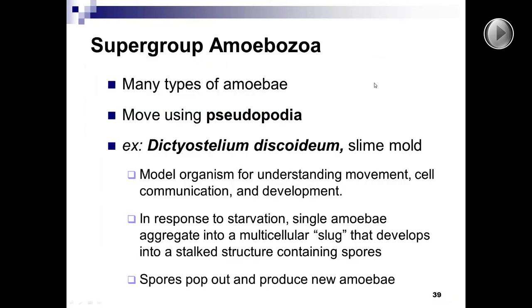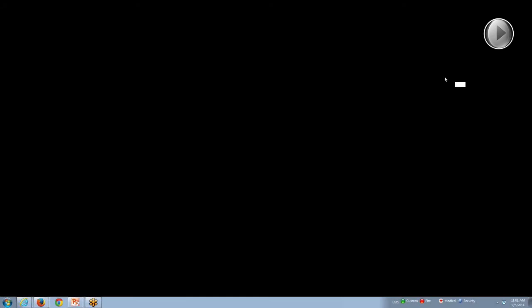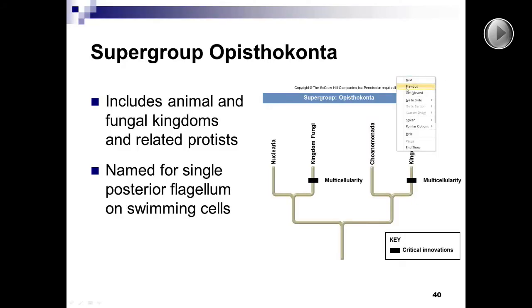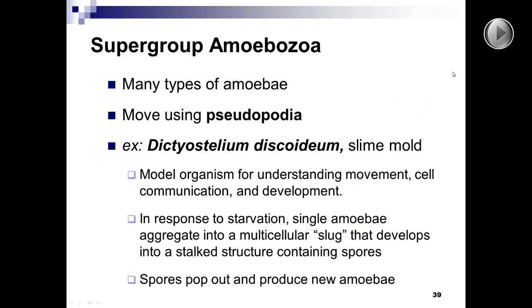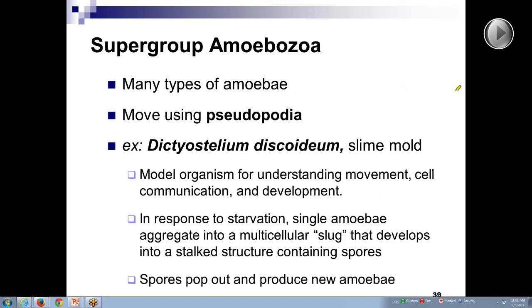Really neat stuff here. Okay, the last group that we're going to look at in this particular PowerPoint presentation is Amoebozoa. Well, actually, we're going to look at the Opisthokonta briefly too, but the last group is not so much like us. This is kind of a different group here. The amoebozoans have all types of amoeba. Amoeba are organisms that simply move around using pseudopodia, false feet.